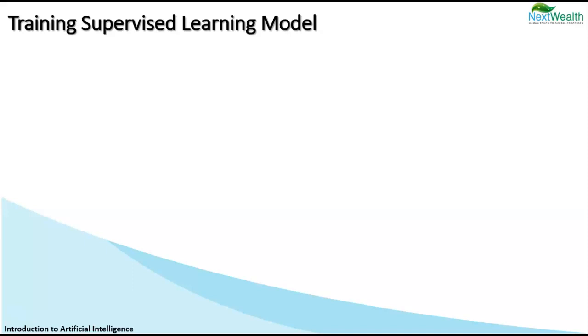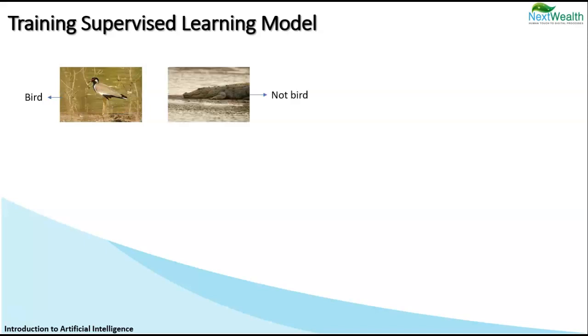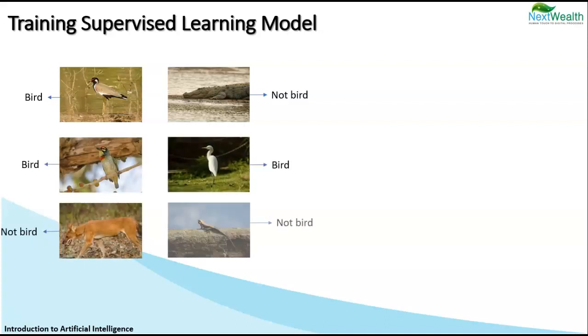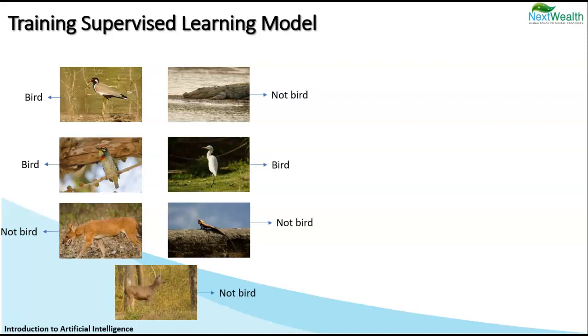This can be done by training the model. In order to train the model, we will add a label to each picture initially. I will label this picture as a bird. This is not a bird. This is a bird. This too. This is not a bird, and not a bird either.